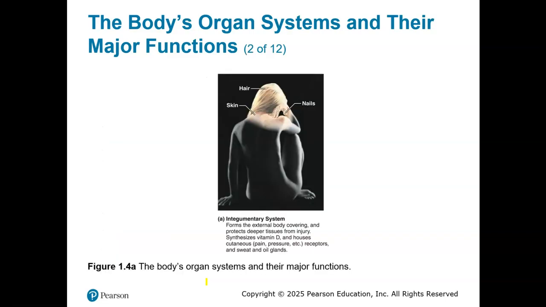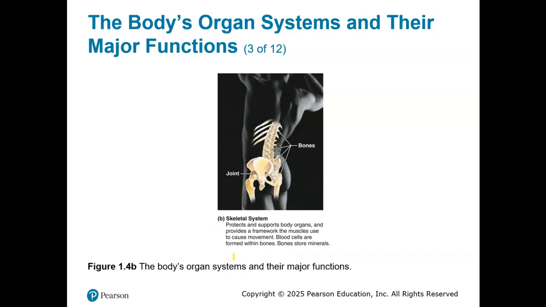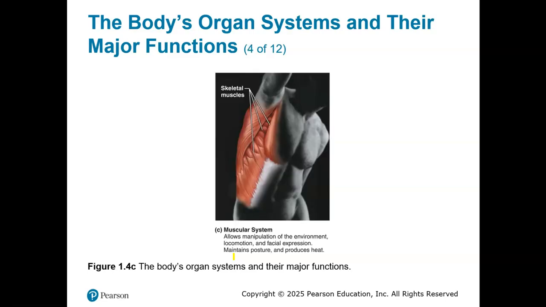So what you need to know at this point for chapter 1 is just the name of all the organ systems and the main structures in the organ systems. You don't have to be an expert on them, but you have to know what they are. So for the integumentary system, I would expect you to know that that includes the skin, the hair, and the nails, and it also includes sweat and oil glands. Okay. For the skeletal system, that is your bones and your joints.